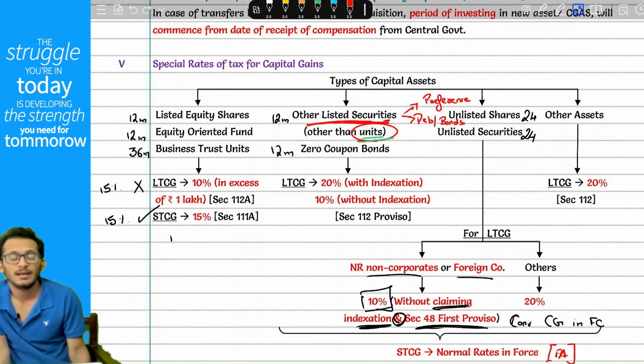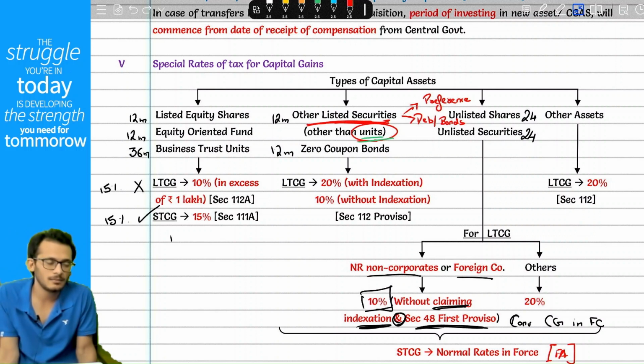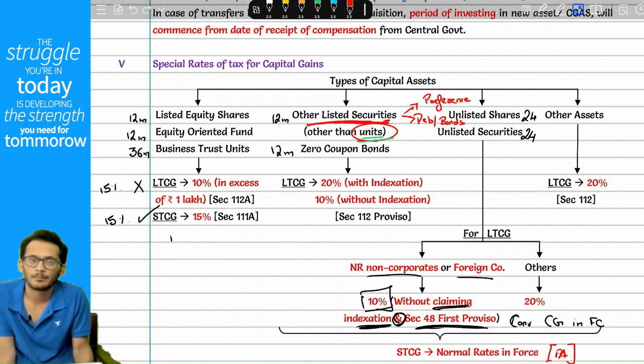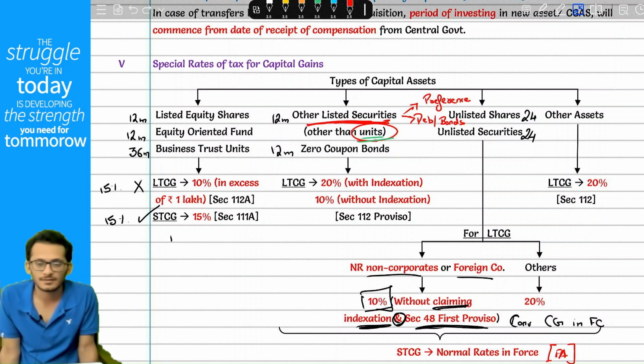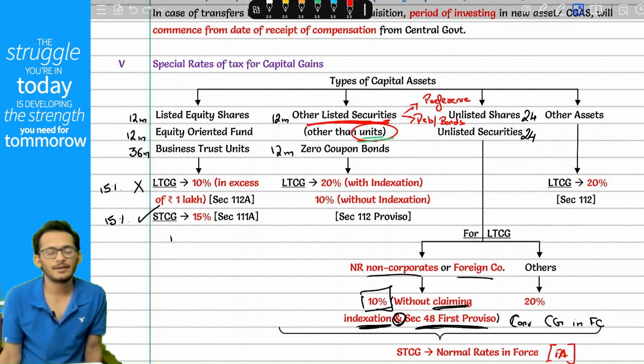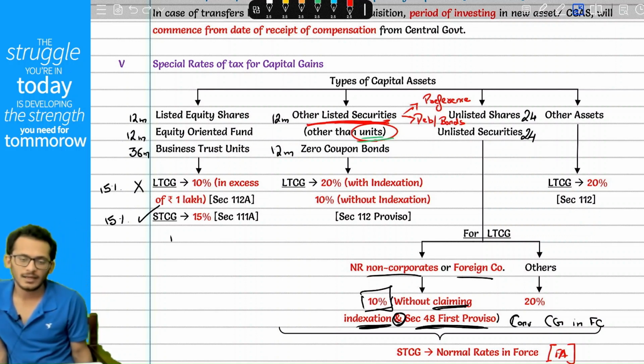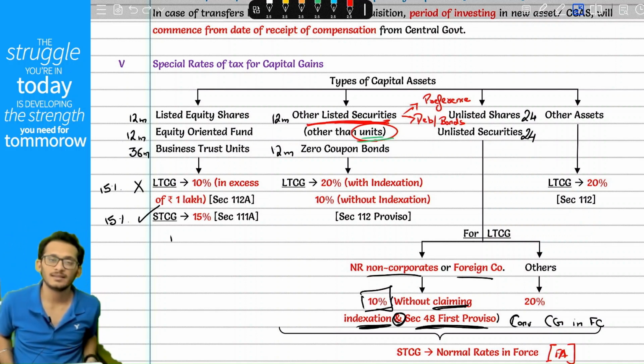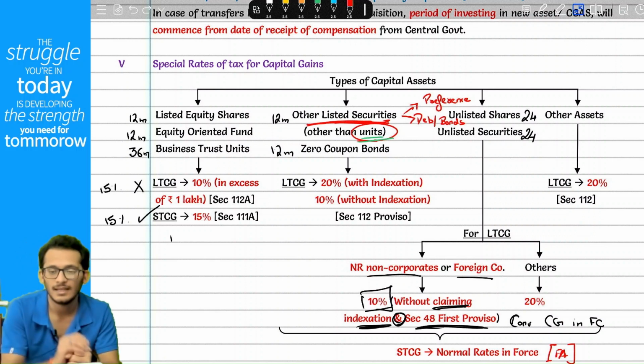Any other assets, if they are found to be long term, then it is long term under 112, and if they are short term, then it is short term under the Finance Act. Income tax says if you have any capital gains under 112A, the tax rate is 10% in excess of 1 lakh. If you have any short term capital gains under 111A, the tax rate is 15%. If you have any long term capital gains under 112, it is 20%, and if it is any short term capital gains under the Finance Act, then it is slab rate income.